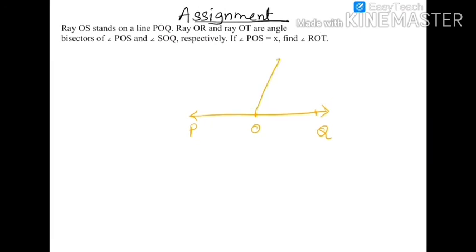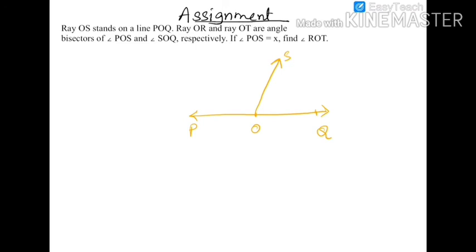With this, we come to the end of this video lesson. Your assignment for today is this question. Before I stop, I will help you with the figure for this question. Ray OS stands on a line POQ. So we draw a line POQ. Ray OS stands on this line.